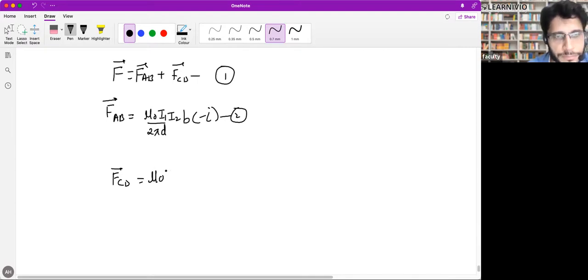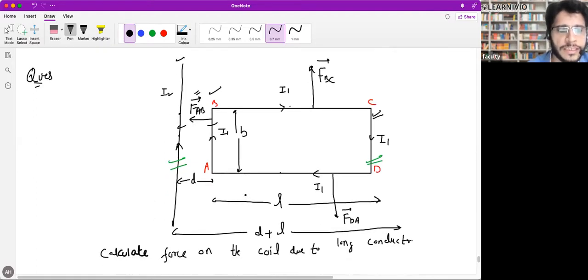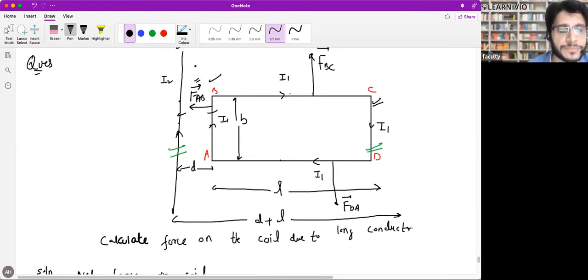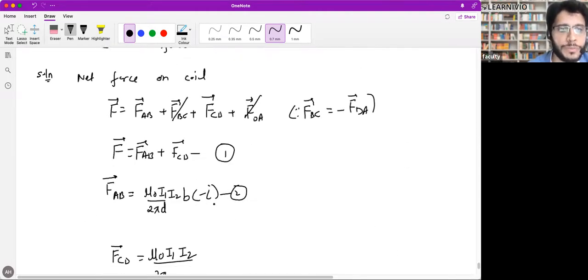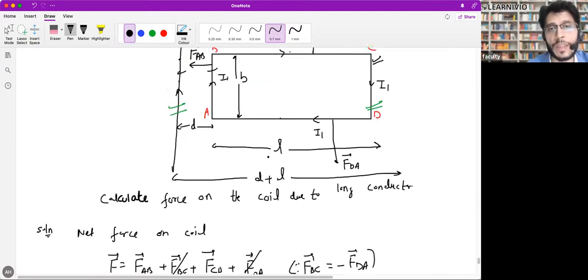Mu naught I1 I2 by 2 pi. Mariam, what's the separation between this long conductor and CD? Is it L? Is it D or something else? D plus L. So instead of D, we'll be using D plus L. And multiply it with B, because this is force on unit length, and this is force on length B.